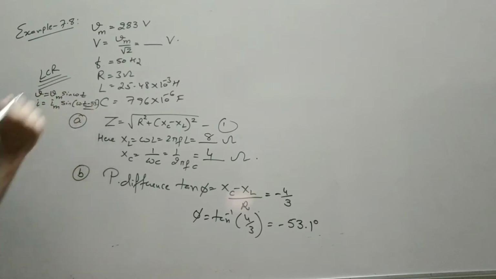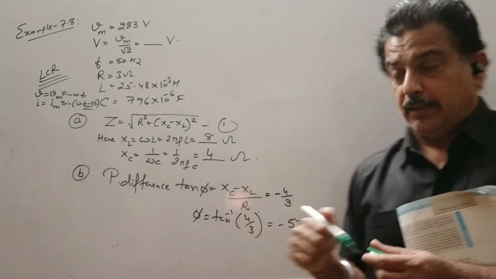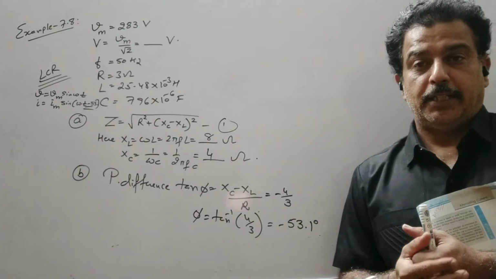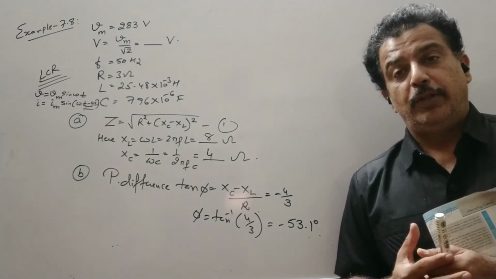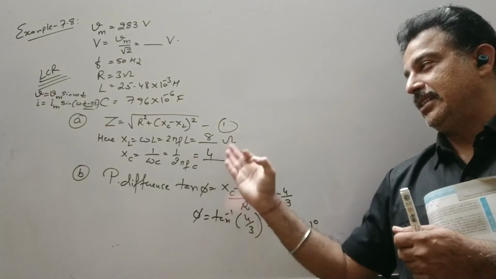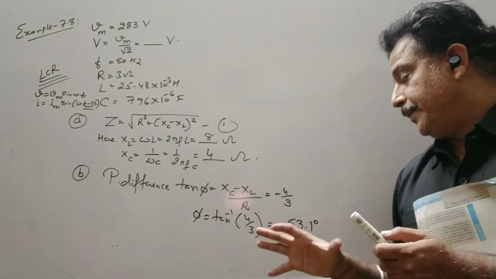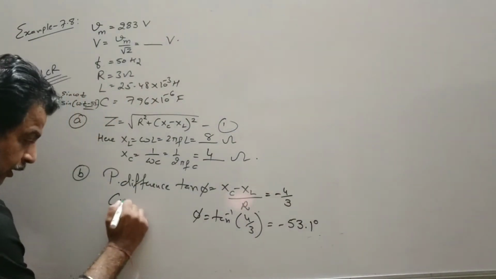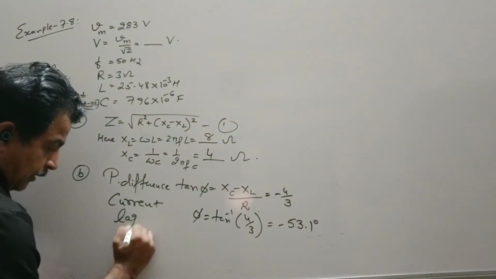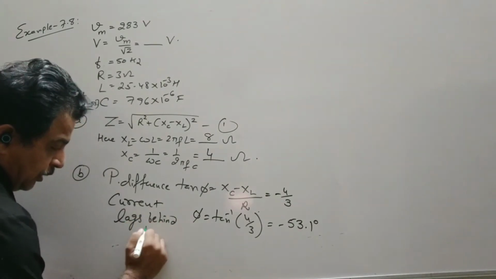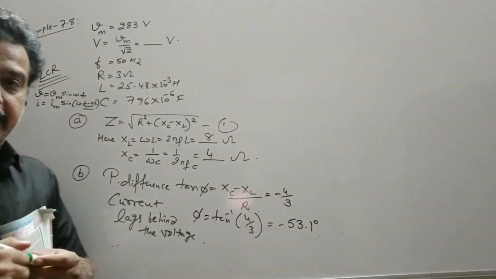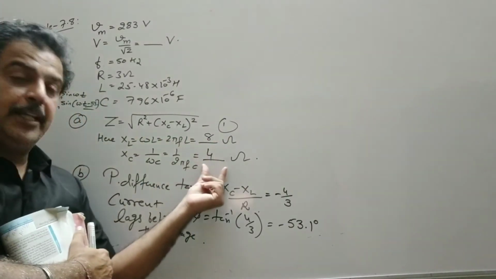So the current is lagging behind the voltage. It means this circuit is actually an inductive circuit. Here you can see XL is greater than XC. So if you get phi negative, it means the current lags behind the voltage. So if we assume XL is greater than XC, see, XL is greater than XC.